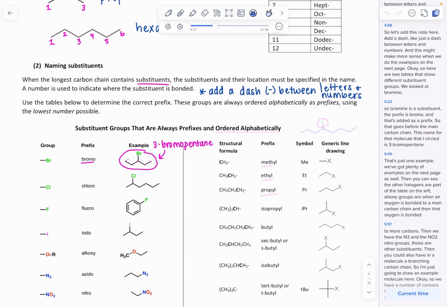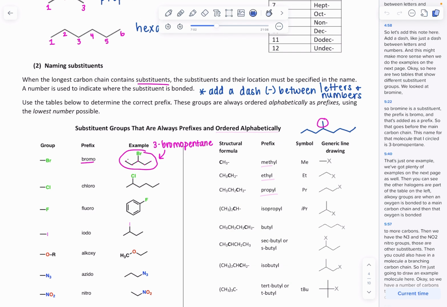Then you can also have in a molecule a branching carbon chain. So I'm just going to draw an example molecule here. Okay, so we have a number of carbons there, and then let's say one of these carbons had another carbon bonded to it. That substituent here, that's not part of the main chain because it's not the longest carbon chain, but it needs to be numbered and named.